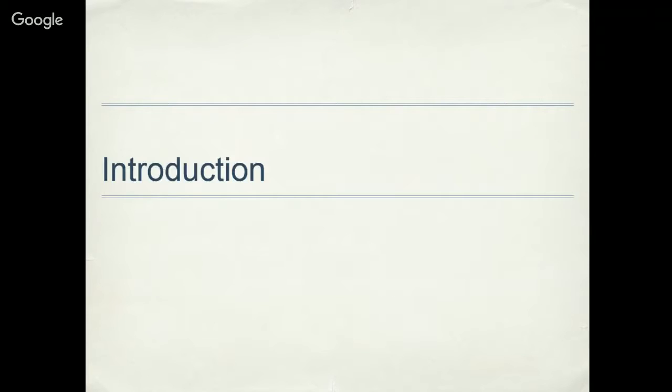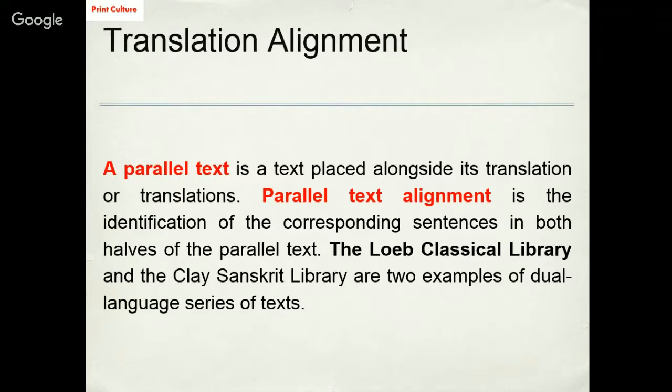So, for the introduction, what is a translation alignment? I will start with some terms here. Print culture, as you can see. A parallel text is a text placed alongside its translation, and text alignment is the identification of the corresponding sentences, maybe paragraphs, in both halves of the parallel text. So you know, of course, the Loeb Classical Library and many other examples which I will show you.